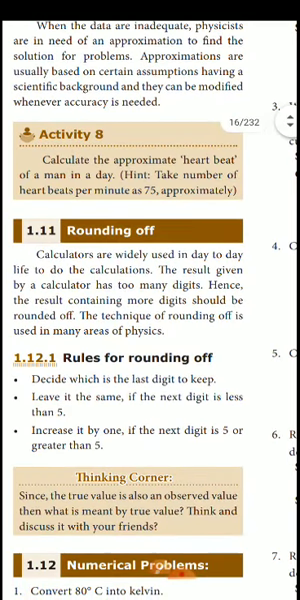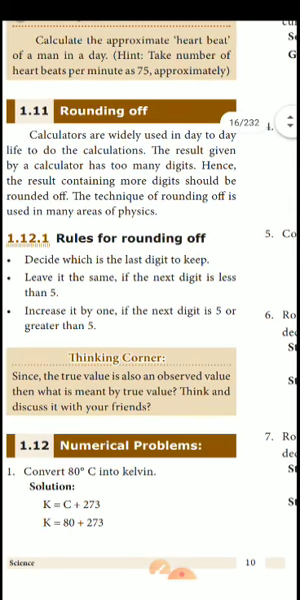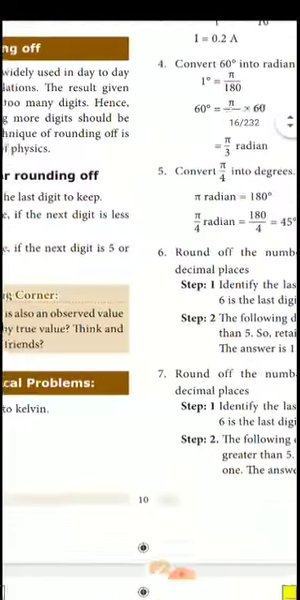Okay, rounding off. We use a calculator day by day. Most of them use a digital calculator, and nowadays all of them use only the mobile calculator. Now also we are studying using mobile only. So decide which is the last digit to keep and leave it the same if the next digit is less than 5. It is based on whether it is 5 or greater than 5. So these are important.